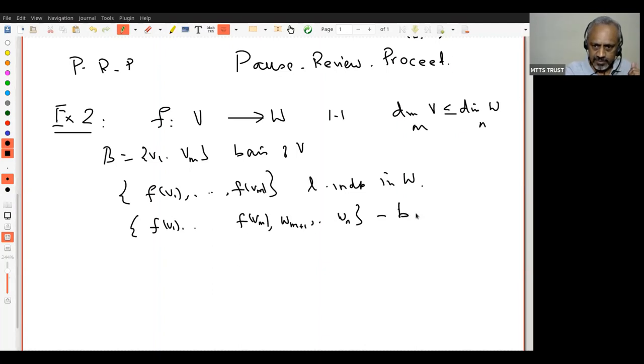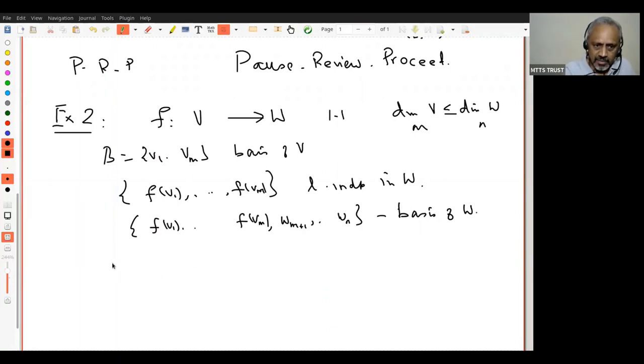Therefore, this becomes a basis. This is an ordered basis of W now. I notice that I keep the same order. F of V1, F of V2, F of Vm will be the first M vectors of the new basis for W. Then I don't care what happens to Wm+1 to Wn. Just choose, I don't care. But the first M vectors should be in proper order for what you want to do.